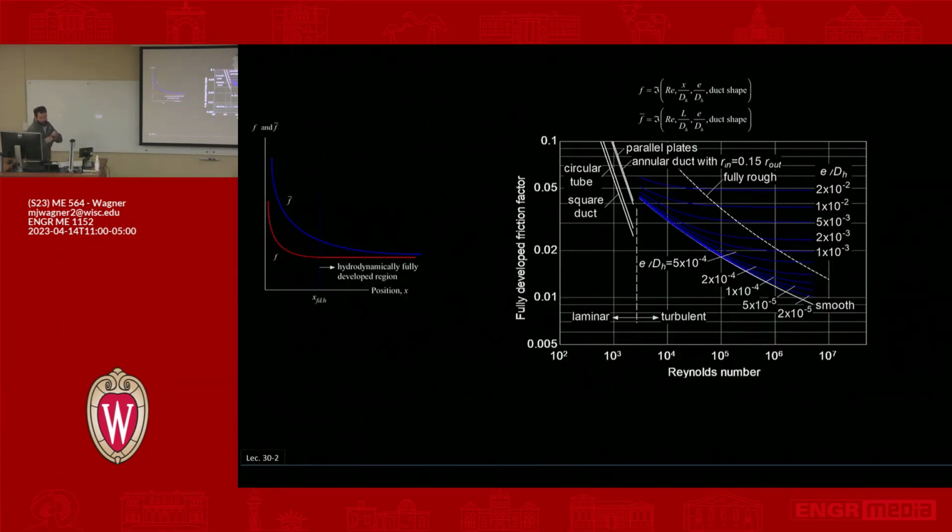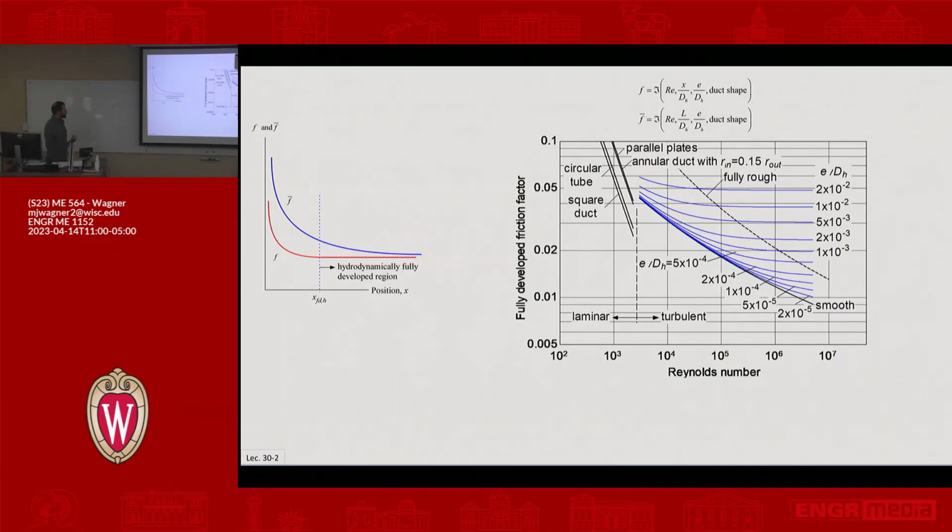Okay, so looking at the momentum part of it, let me flip over to the white version of this so you can see it. This is a plot, essentially a correlation, but plotted out. You've probably seen this before. This is in every fluids textbook. This is giving you the fully developed friction factor for internal flow in a duct as a function of Reynolds number.